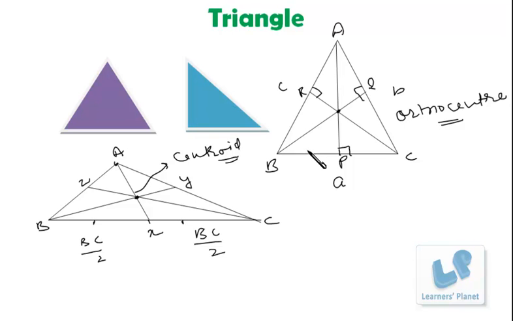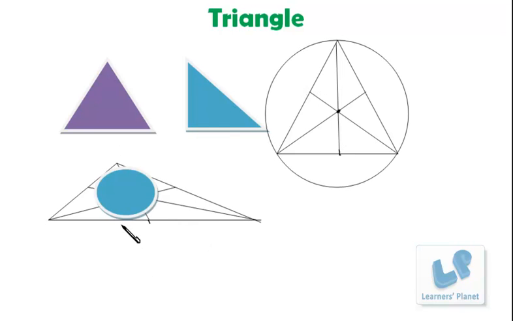Now let's discuss the other things also. Friends, you can see an image over here. We have a triangle and we have a circle. The circle is drawn in such a way that it is touching all the three sides of the triangle. So this is the circle that is inscribed in a triangle, touching all the three sides.